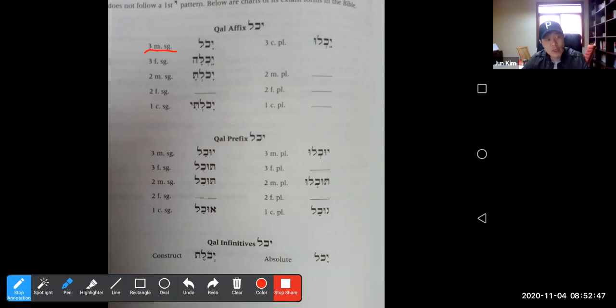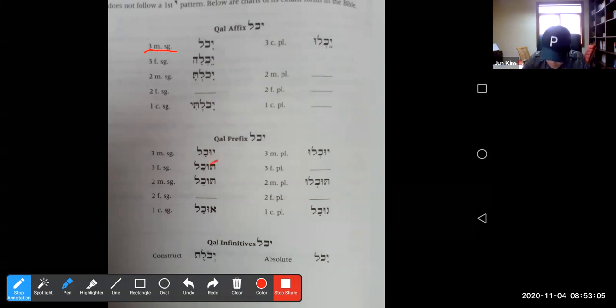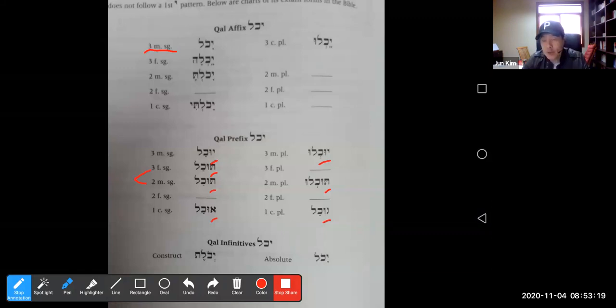And talking about the uniqueness of the verb yakal, pay attention to the prefix form. The prefix form of yakal comes with shureq, and you can see that the first yod is replaced by shureq after the prefix pronoun. Today we had 3 FSG and 2 MSG possibilities, right? But it's not simply for 3 FSG or 2 MSG that the yod is replaced by shureq, but for every PGN, especially for yakal. If you have this form, don't panic. Just remember this and take it as an ordinary form of prefix.